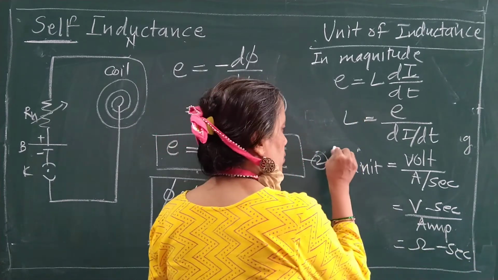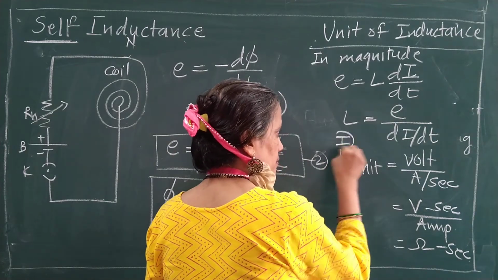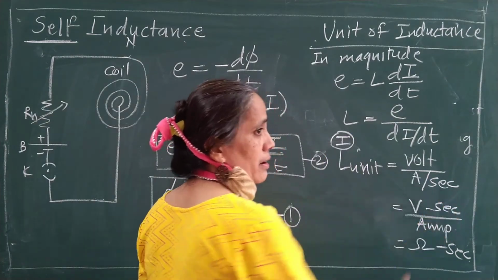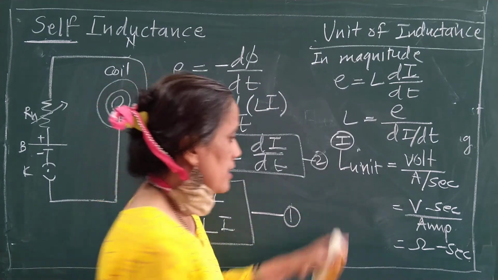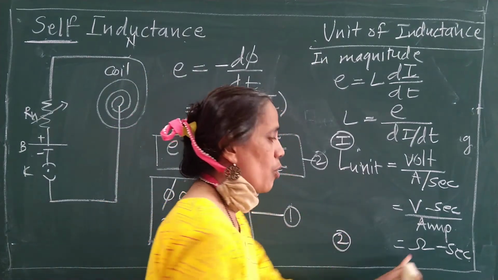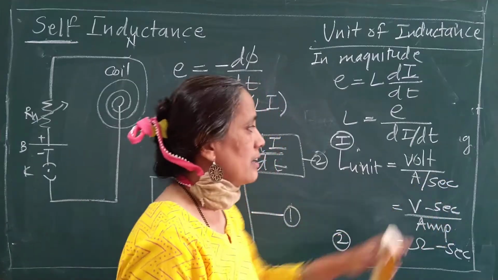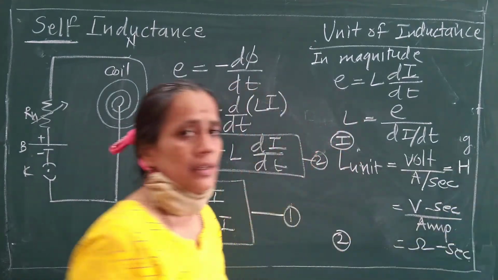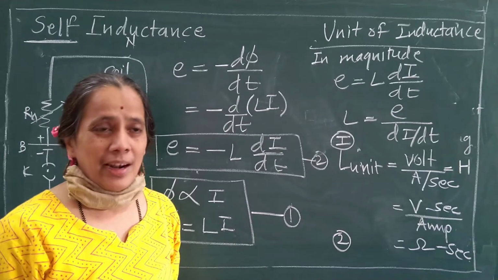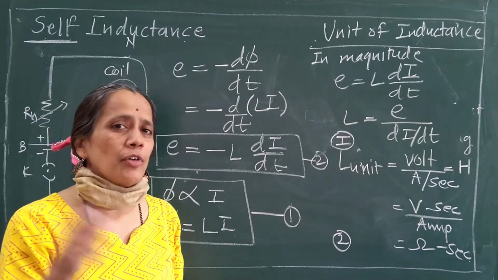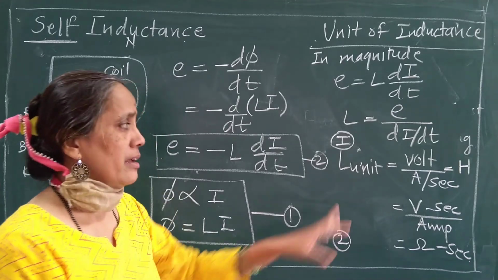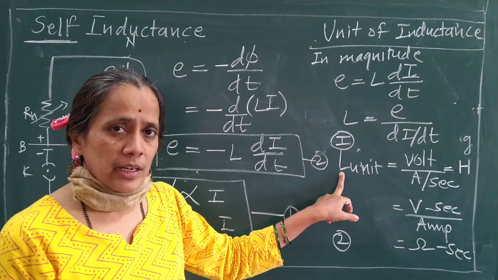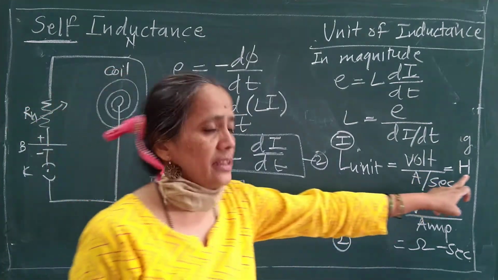So the first unit is volt per ampere per second. The second unit is nothing but ohm second. And the third unit is equivalent to Henry, H. That is the name of the scientist. Like the current unit, ampere, is from the name of a scientist, the self-inductance unit is also from the name of a scientist, Henry.